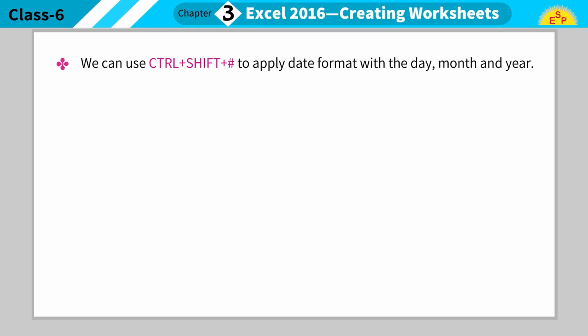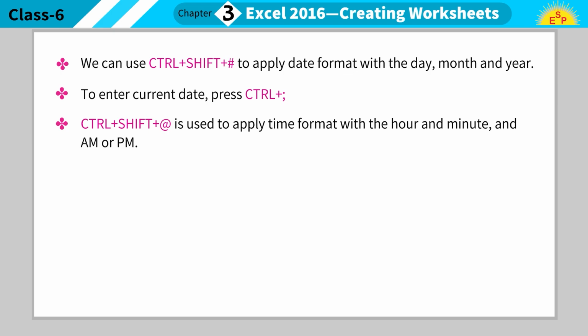We can use Ctrl plus Shift plus hashtag to apply date format with the day, month and year. To enter current date, press Ctrl plus semicolon. Ctrl plus Shift plus at the rate is used to apply time format with the hour and minute, and AM or PM. To enter current time, press Ctrl plus Shift plus colon.